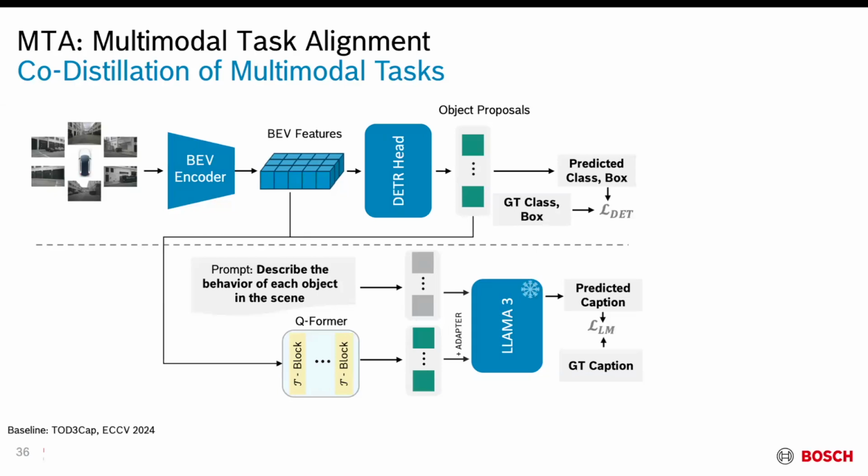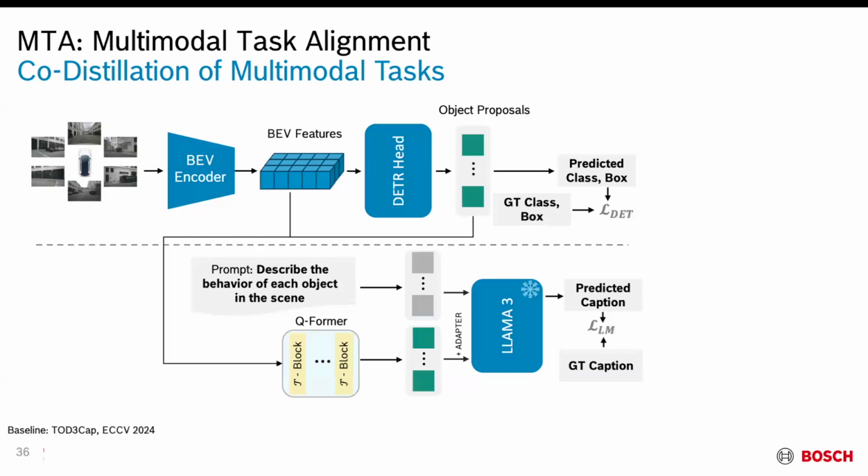On the top, you have two things. You have an object detector. This is what I have been talking about the whole talk. You get those bird's eye features, you get a detection head, like a detection transformer. Then you have the object proposals, which you compare with the ground truth information. And how do we do the captioning? We can use those large pre-trained models. You can use a Llama, or any model that you like.